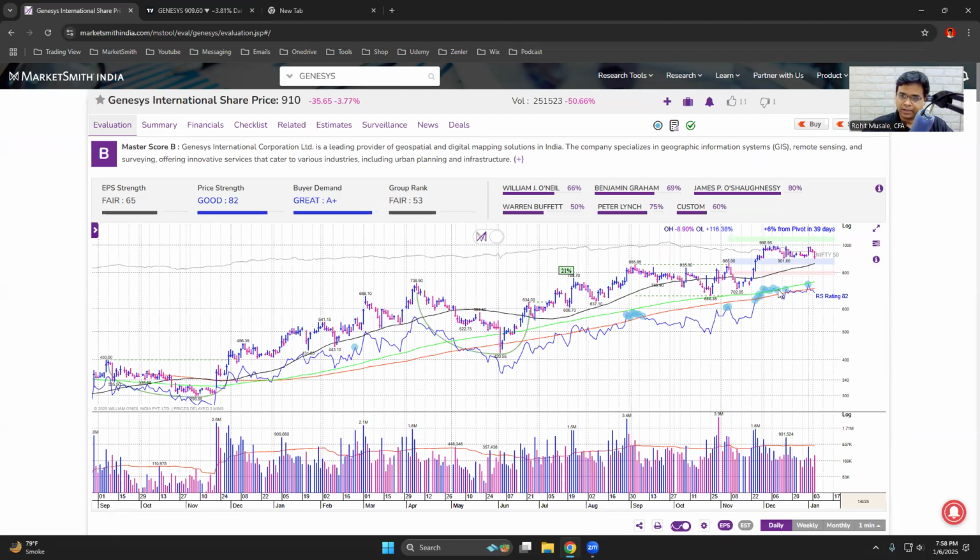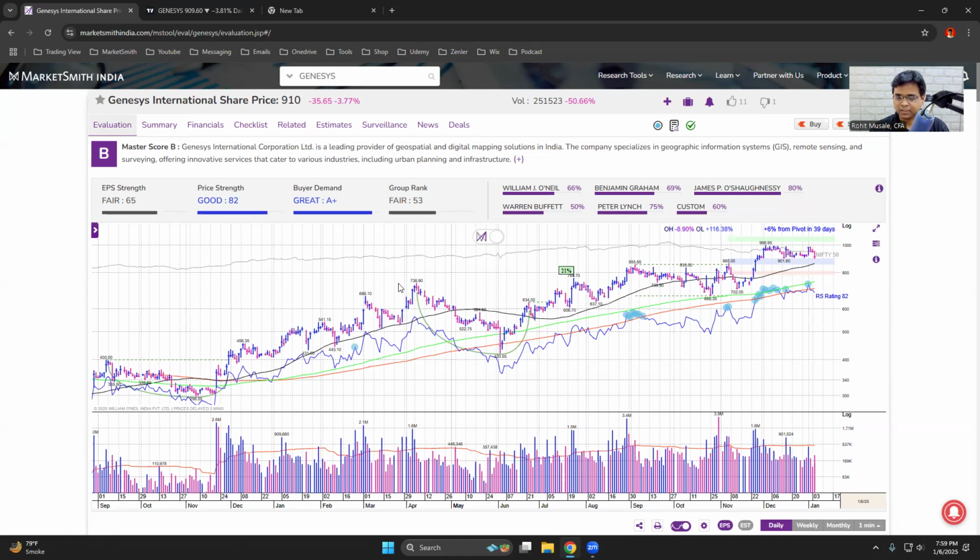Okay. Technically also it is strong. It is above all the three moving averages. There are blue dots, which means it is doing much better than the Nifty. Okay. In spite of looking at all of these factors, I still ended up rejecting the stock. Why? Because I'm focusing more on the weakness than on the strength. Why? Because of the weak market conditions, right?